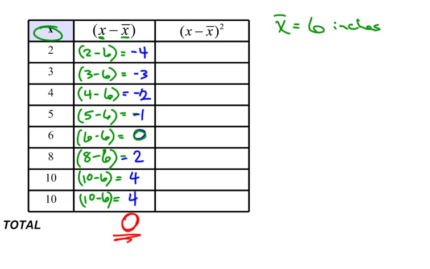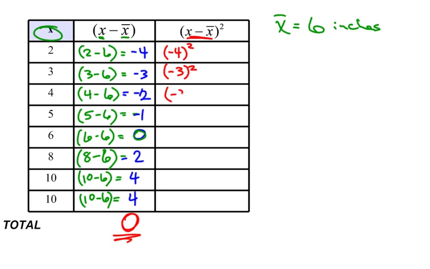So what we have to do is incorporate something else in to take care of those negative signs in order to get values that will not cancel each other out when we add them together. So what we'll do is we'll take each of these values and square them.